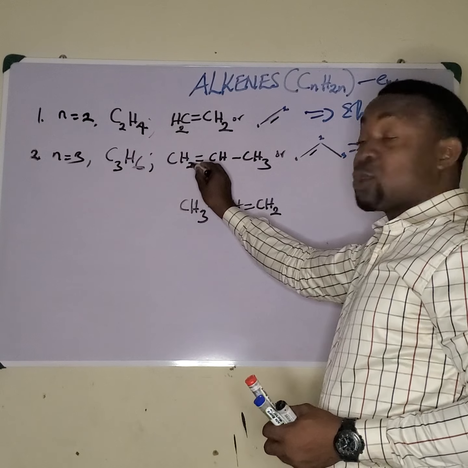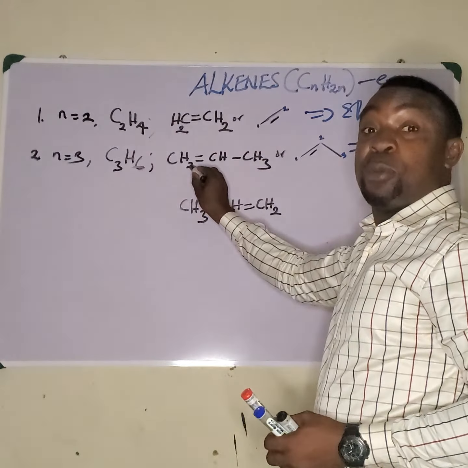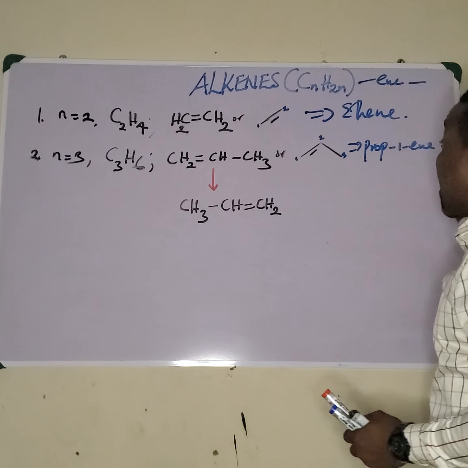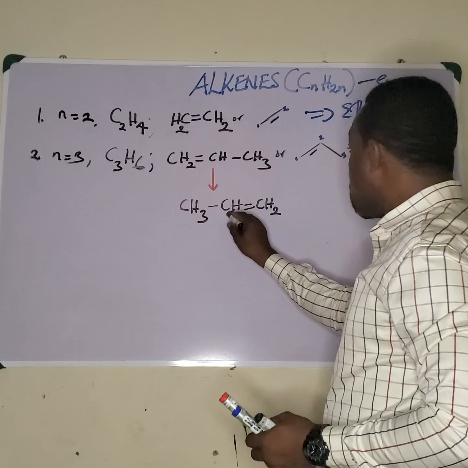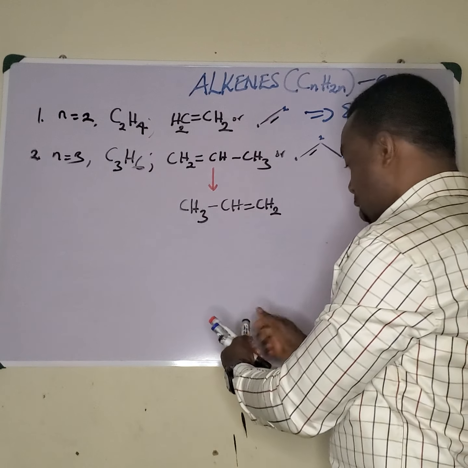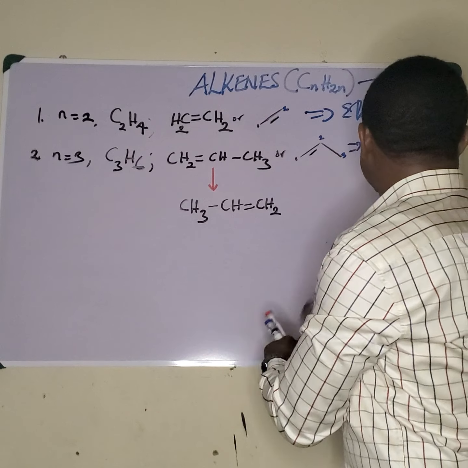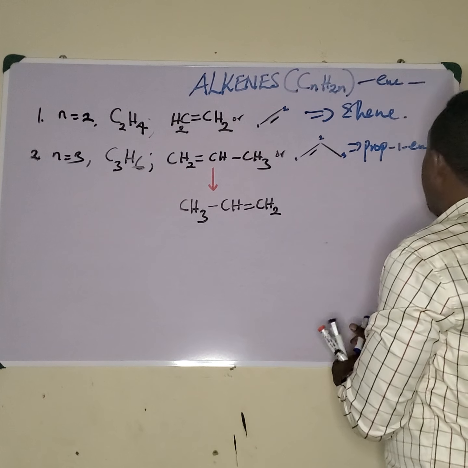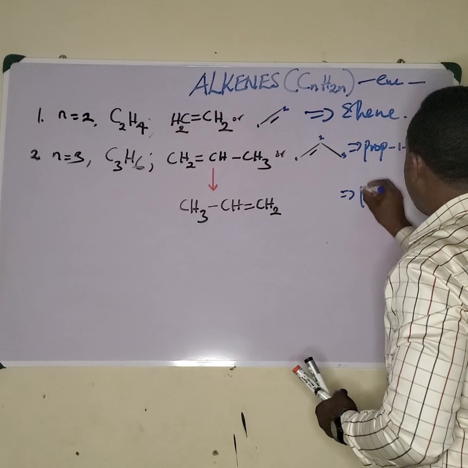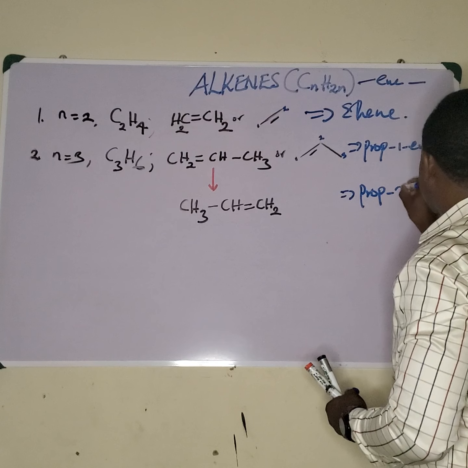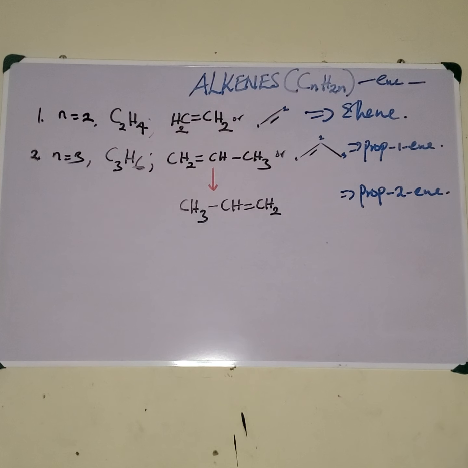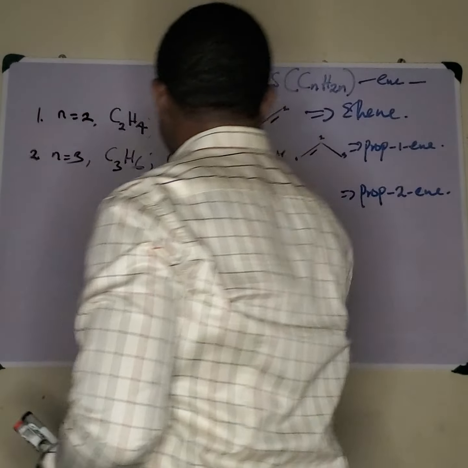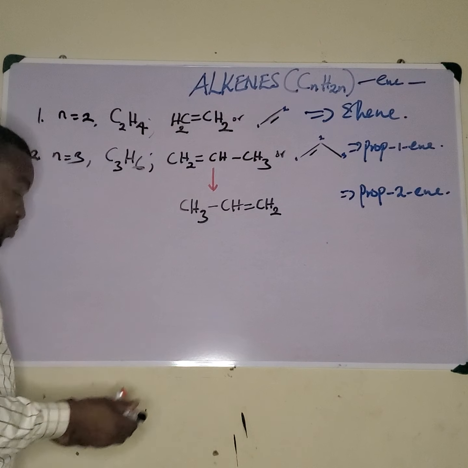So the first one has the double bond. Okay, that is prop-1-ene, so this one will be 1, 2. Now this one we have the double bond, so we are going to have something like prop-2-ene. That is the isomer of propene.